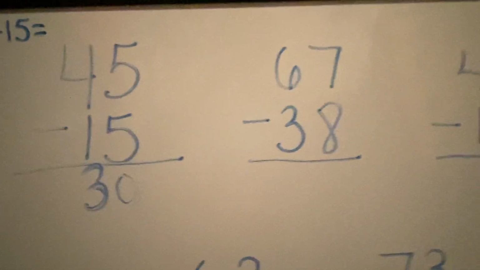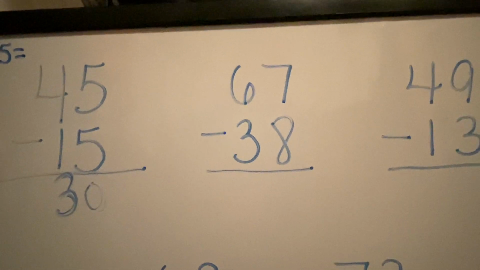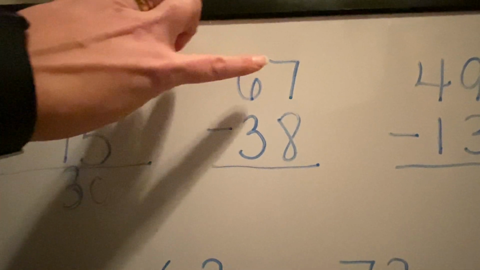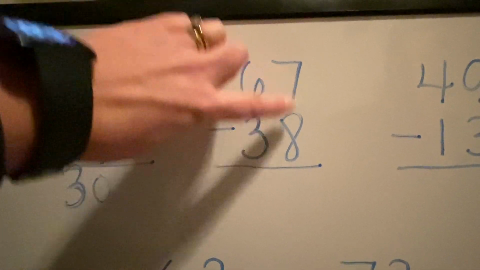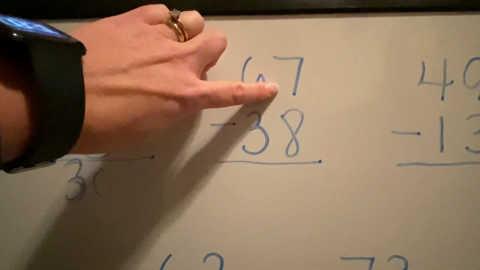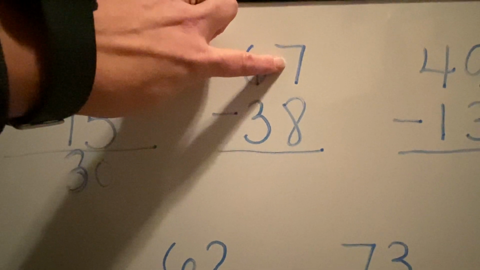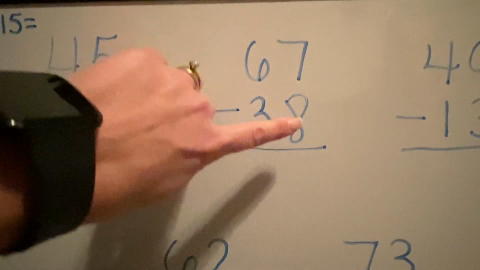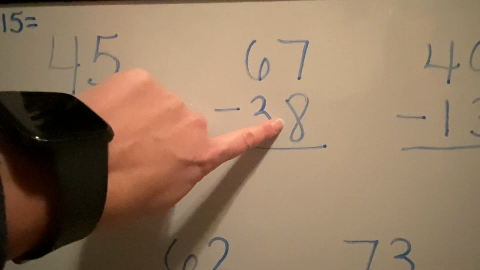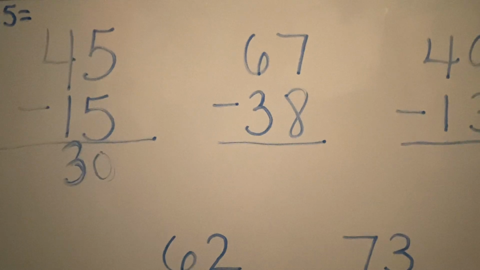Moving on to my second problem. When I take a look at 67 minus 38, take a look at your top number. Number the same in the ones column? That's a no. More on the top? No, that top number's not the biggest. So we have more on the floor. That tells me I need to borrow from next door.